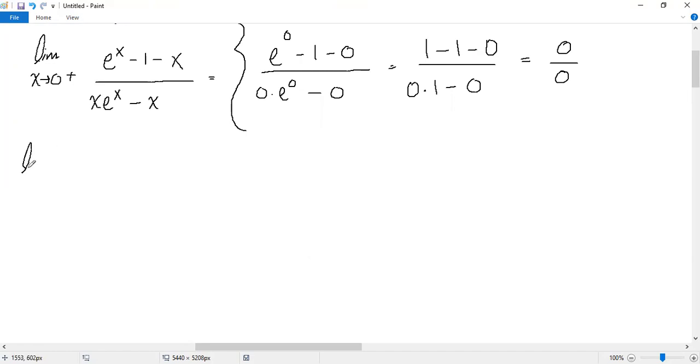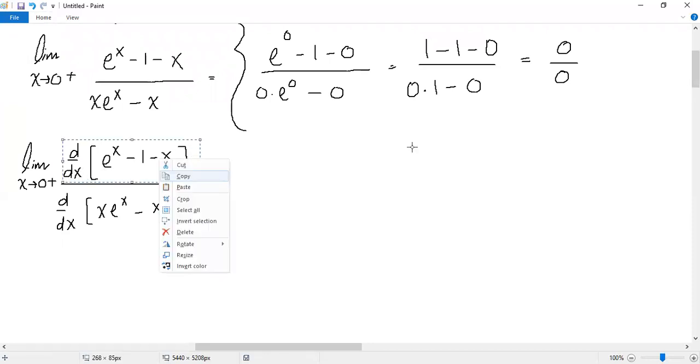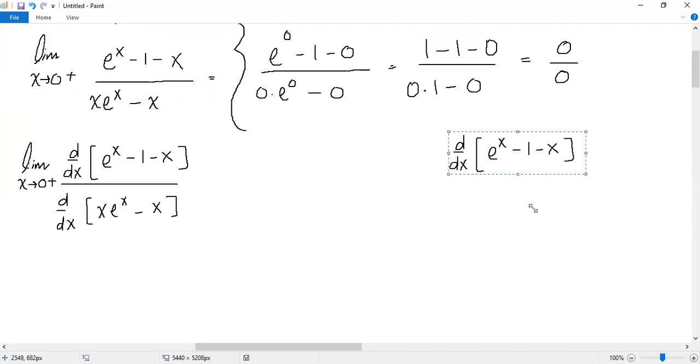So just so that it's clear what we're trying to achieve here, I essentially want to take the derivative d over dx of e to the x minus 1 minus x. In other words, I want to take the derivative of the top, and I want to take the derivative d over dx of x e to the x minus x. So I want to take the derivative of the bottom as well. I'm going to do these on the side and then come back and put everything together, just so I don't clutter my fraction here.